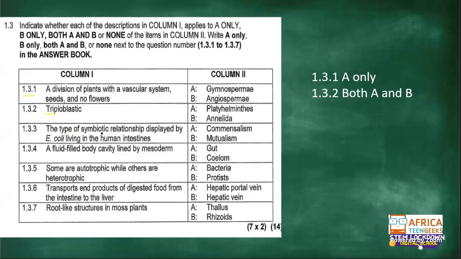1.3.3, the type of symbiotic relationship displayed by E. coli living in the human intestine. What is that type of symbiotic relationship? Which type of symbiotic relationship do we learn from E. coli that lives in the human intestines? So you first need to know the differences between the two, right? With the first one, it's if only one is benefiting and the other is not benefiting and is also not harmed. That is commensalism.